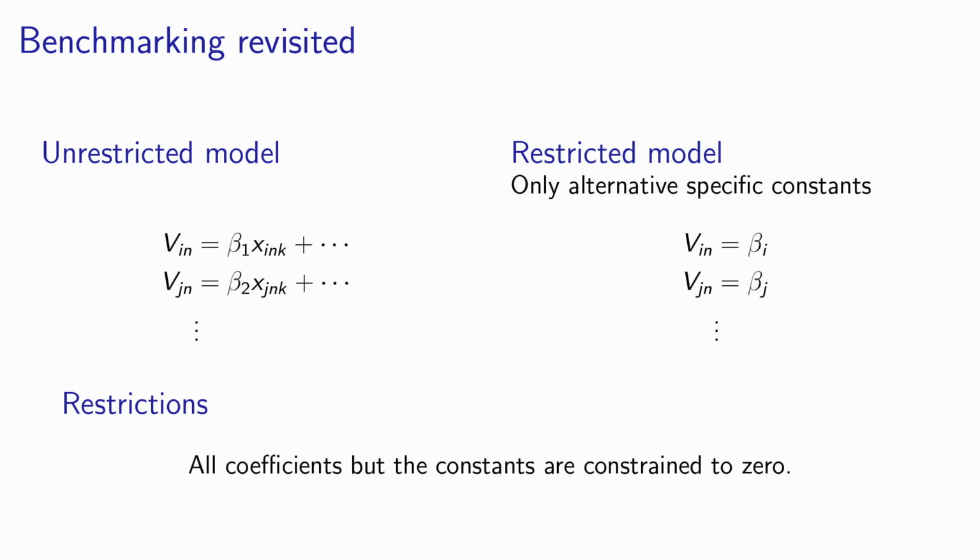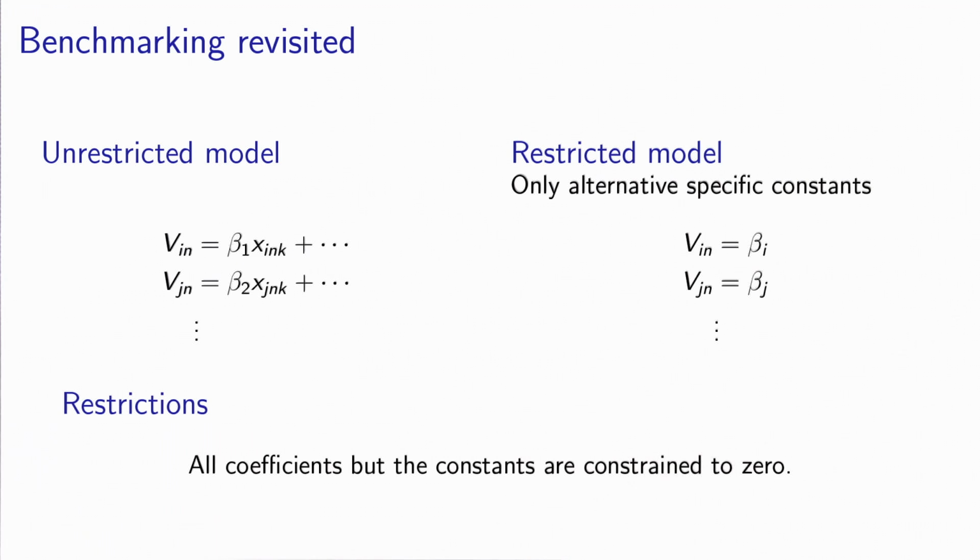So comparing a model towards an equal probability model most of the time is not really useful, because the equal probability model is usually predicting the choice so badly that it's really easy to do better. So we would like to revisit the concept of benchmarking and ask, can we do something better? Can we use as a benchmark a model which is slightly better than the null parameter model? And the idea is to develop a model which contains only alternative specific constants.